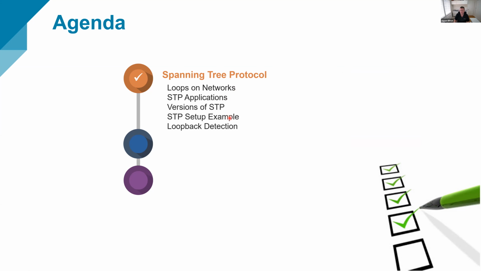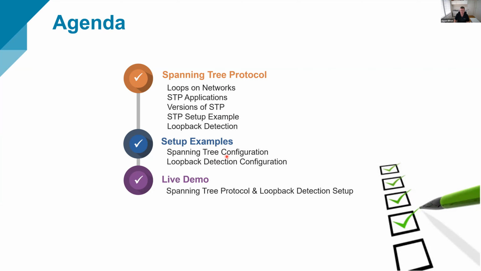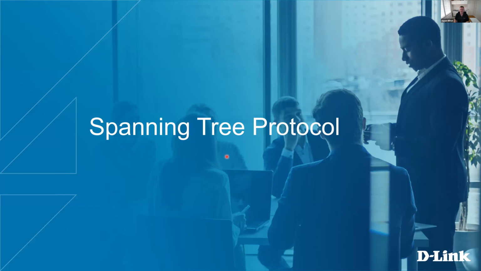I'll go through a setup example of how to set up STP using our switches through the web GUI interface. And I'll do the same again on the loopback detection. We will go through the configuration for your spanning tree and loopback detection, and I will be giving you a live demonstration of a looped network whilst staying on a Zoom call. I have tested it many times, it has worked, so we will no doubt see. So, spanning tree.